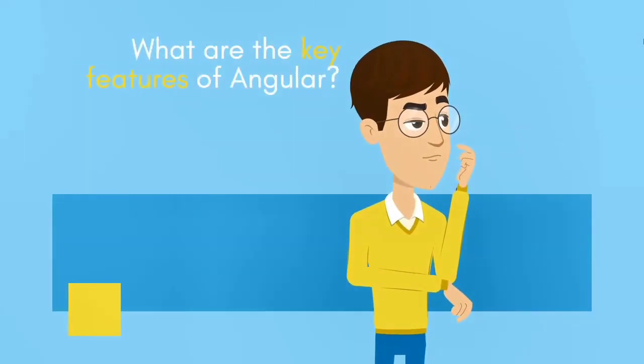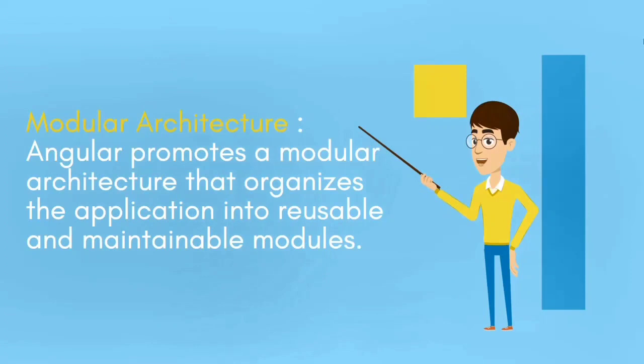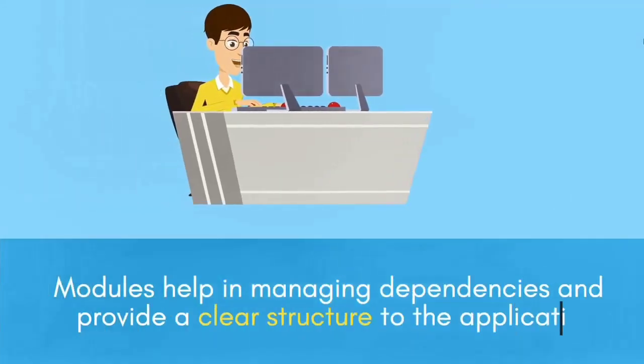What are the key features of Angular? Angular is a powerful front-end web application framework that offers several key features, including modular architecture. Angular promotes a modular architecture that organizes the application into reusable and maintainable modules. Modules help in managing dependencies and provide a clear structure to the application.